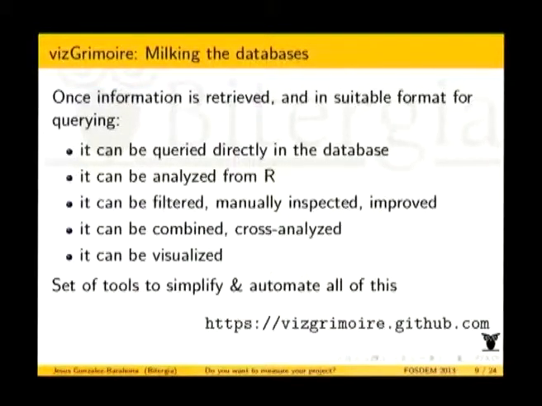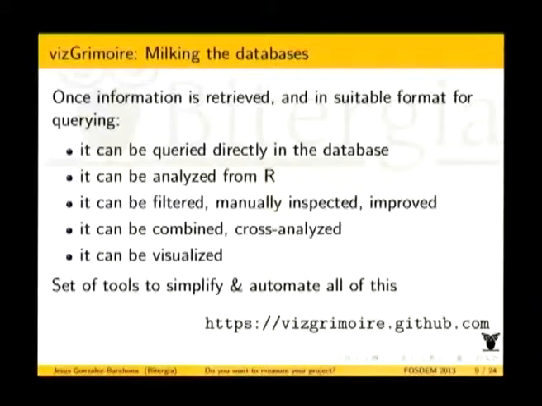The data, therefore, can be filtered, can be inspected manually or automatically, can be improved, whichever. And, of course, it can also be combined and cross-analyzed. You can get data from different projects and compare them. And last thing, quite important, it can also be visualized. Visualization right now, we are doing it from R, but also with JavaScript, so that we can produce some dashboards to be accessible with a web browser. I'm talking about that in a moment.